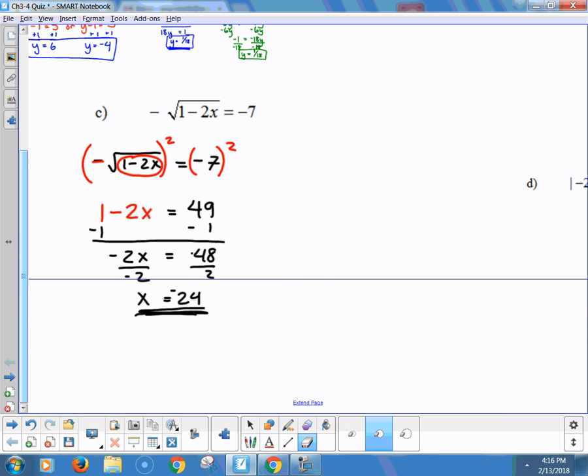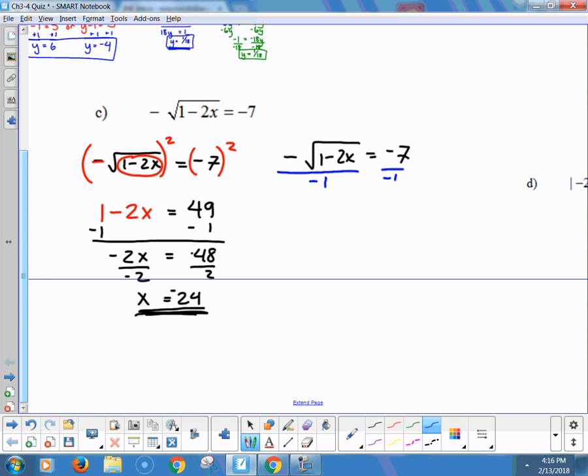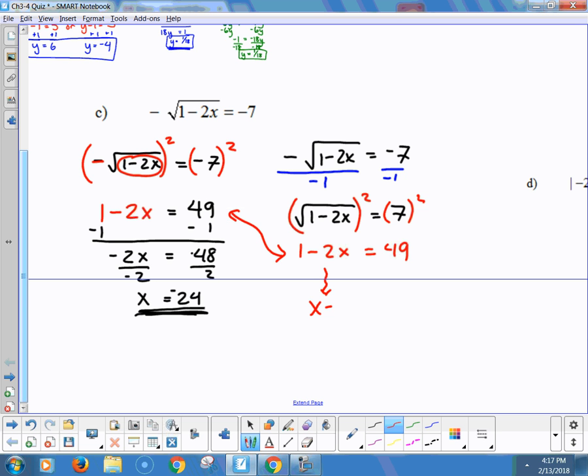Here is what I consider a much more straightforward way of going about solving this problem. Negative square root of 1 minus 2x equals -7. It just makes it a little bit clearer. I just divide both sides by -1 and make this the positive square root of 1 minus 2x equals positive 7. Then go ahead and square both sides. I get 1 minus 2x equals 49. I'm exactly where we were right here. And so I'd go through the same steps and get x must equal -24.